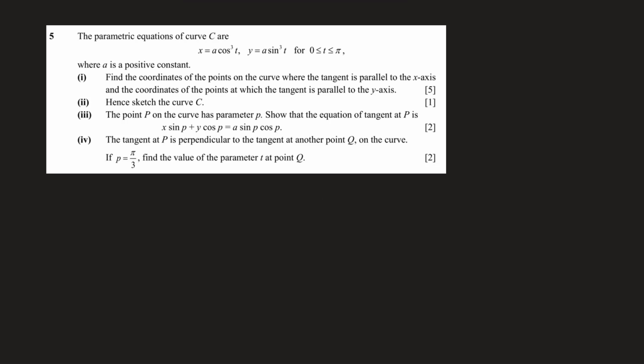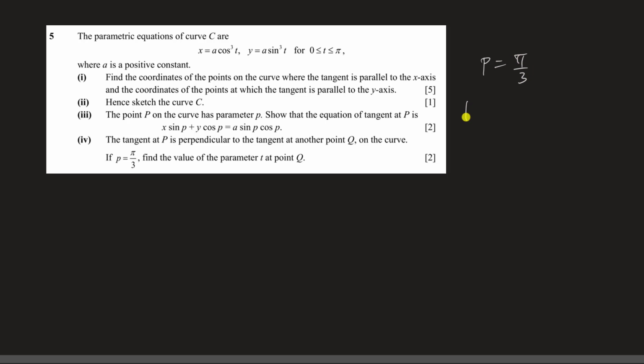Okay? Last question, tangent at P is perpendicular to the tangent at another point Q. Now finally, they reveal to you what is the mystery value of P. P is actually pi over 3. So you'll be able to find the gradient at P, right? Which is negative tangent P. You end up with negative root 3. So if the gradient at P is negative root 3, this means that the gradient at Q is positive 1 over root 3, am I right?